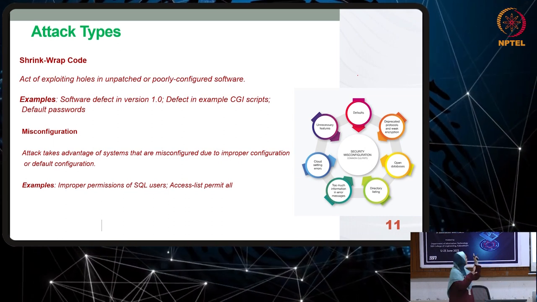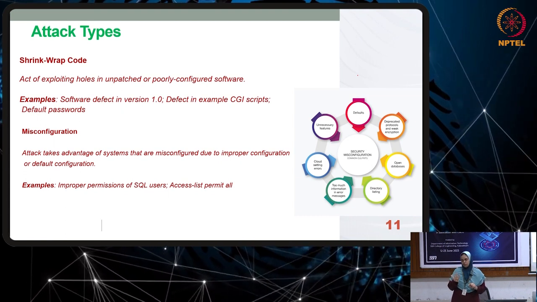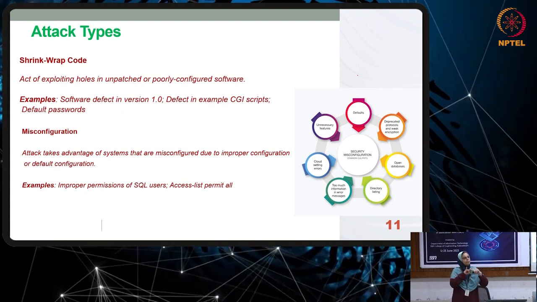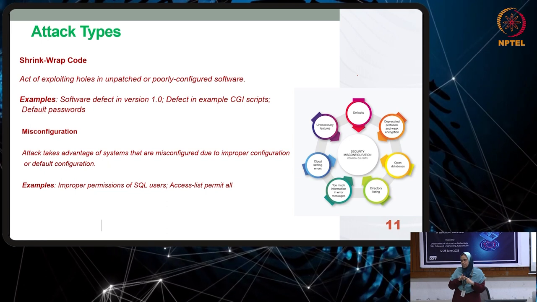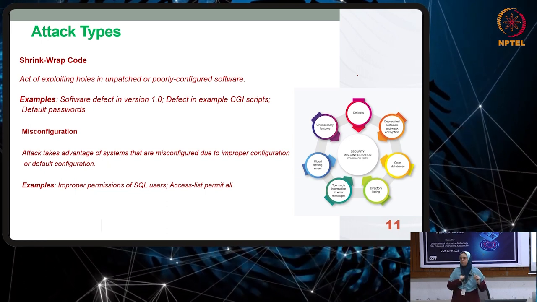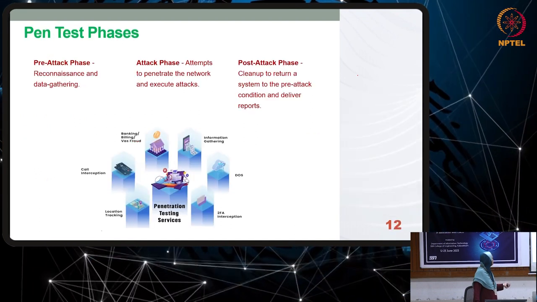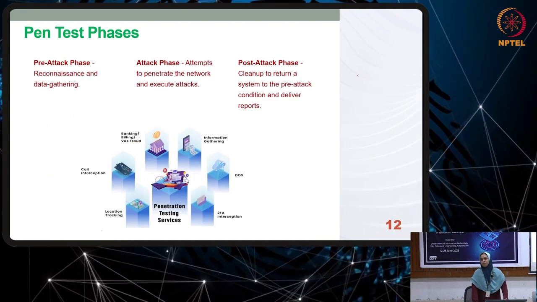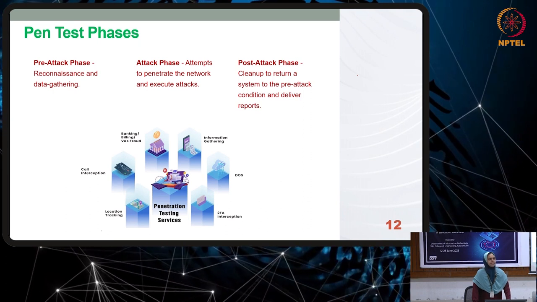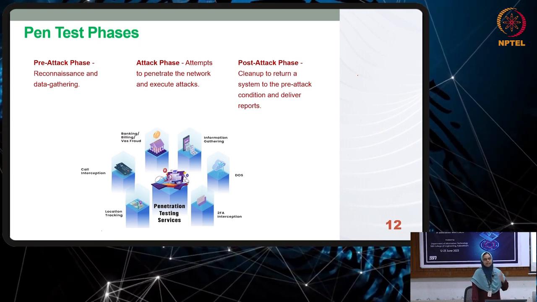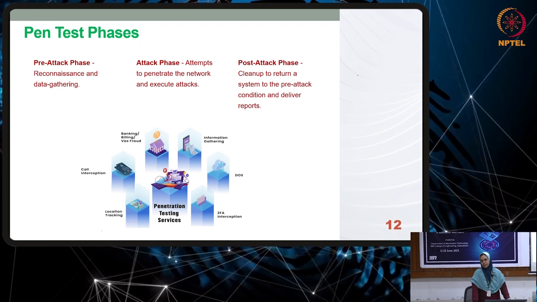So attack types are of four categories, okay? At the OS level, at the application level, at the misconfiguration level, at the code level, okay? So these are the four types of attacks which can happen. Now, as I told you, we are going to go inside penetration testing, because ethical hacking comes as part of penetration testing, right?